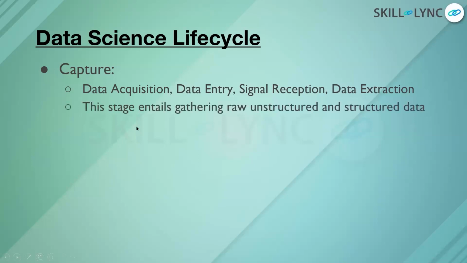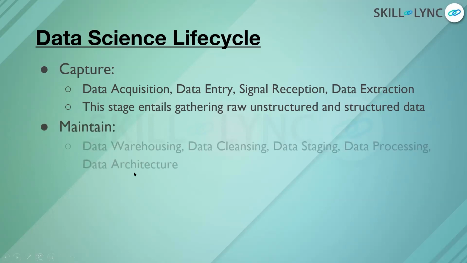Now, this stage entails gathering raw, unstructured, and structured data. Whatever data we are acquiring from the entries, from any other source, from the sensors, or from web scraping, this can be in any form. It can be raw data, it can be unstructured data. So we have different categories of data.